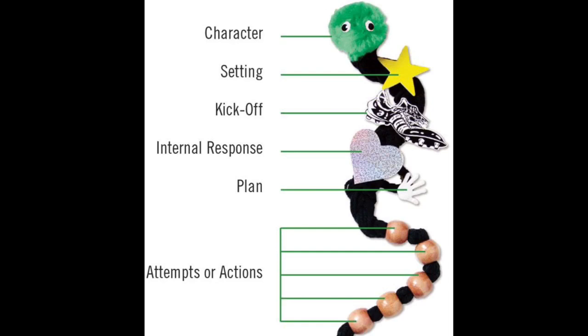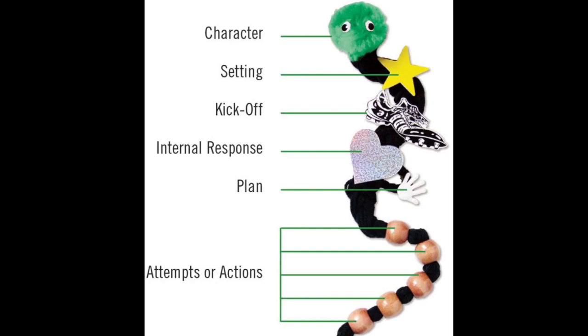Next, the character will develop a plan. He or she will need to find a way to solve their problem. The plan should be directly related to our kickoff. So for example, if Joey does not want to go to school today because he's feeling sad or upset, his plan might be to find a way to trick mom into thinking he is sick.